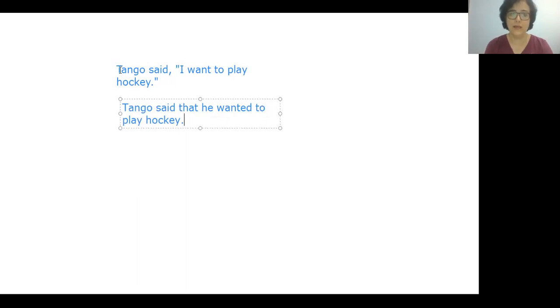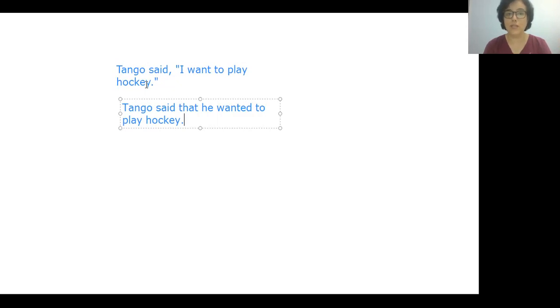I hope it's clear. In direct speech, you have a comma here, open inverted commas or speech marks as they are often called, and you have a full stop at the end of the sentence and closed inverted commas. Why do you have these speech marks or inverted commas? You have them just to section out the exact words that someone has said. So, like Tango said, I want to play hockey. Now, those were his exact words. Because they were his exact words, we put them in speech marks like this.